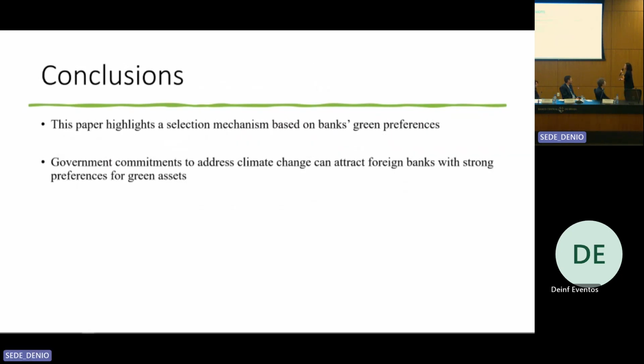So just to conclude, this paper highlights a selection mechanism based on banks' green preferences. So global banks appear to be going into countries with solid, strong climate policy frameworks if these banks have greener preferences for green assets, but on the contrary, brown banks seem to be directing or growing more in countries with weaker climate policy. And finally, government commitments to address climate change can attract foreign banks with strong preferences for green assets.